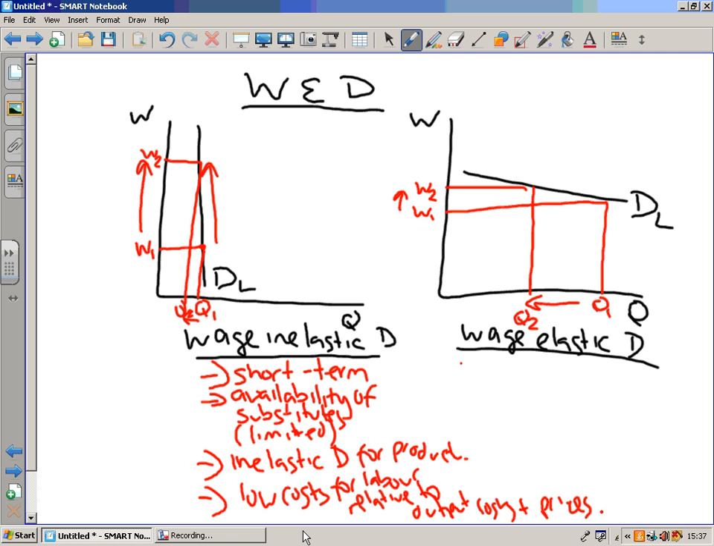If we were looking at a wage elastic demand curve, I'm not going to write these down. They're the opposite of these. In the long term, businesses are more elastic for people. In the long term, they can easily shift from one factor of production to another. Availability of substitutes limited. Well, clearly this time they'd be in big abundance. If people demand higher wage, we get rid of them. We get other people in, or we will shift to machinery.